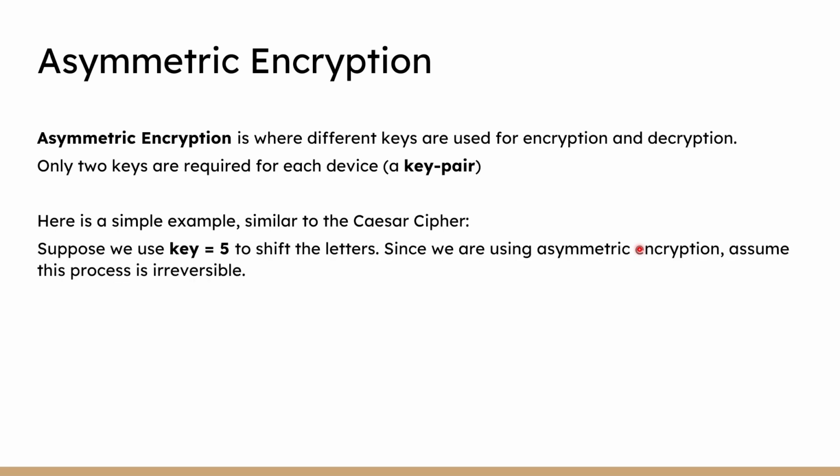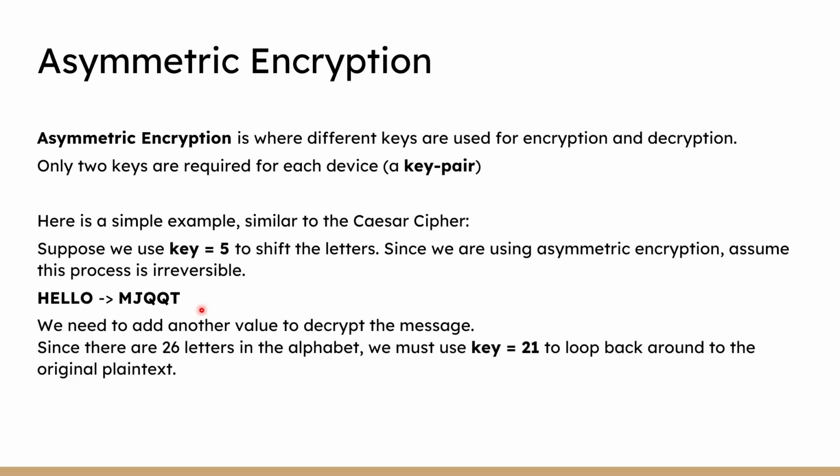So what if we used key 5 to shift letters with a Caesar cipher? Because this is an asymmetric example, let's just assume we can't reverse this. In reality, this would be some process that we can't reverse. So we would go H, I, J, K, L, M. Yeah, that's 5. And then you do that for every letter, and you end up with this. That's the ciphertext.